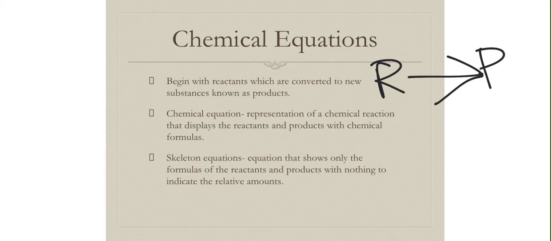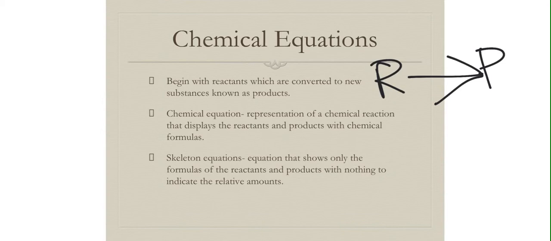And we can just do this simply by putting silver plus sulfur will yield silver sulfide. Or we could write the words hydrogen plus oxygen will yield water. These are just word equations to represent the chemical reaction. But a better way to do this is by using a chemical equation. And so a chemical equation is the representation of a chemical reaction that displays the reactants and the products with chemical formulas. This is the way we will always do it in class.